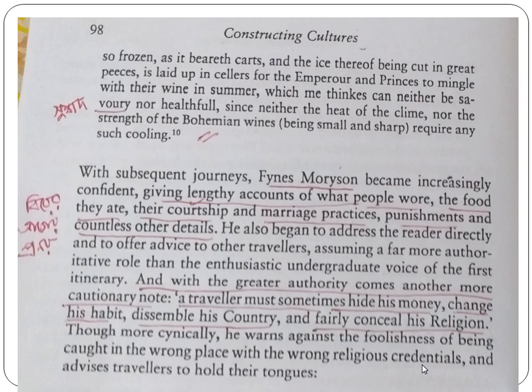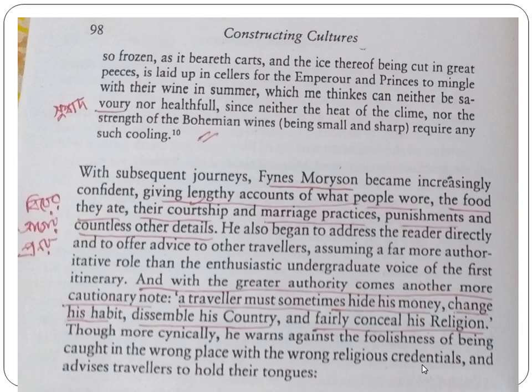And with the greater authority comes another more cautionary note, a traveler. এখান থেকে ফিরে এসে উনি ট্রাভেলারদের জন্য একটা নোট লিখলেন। কী? A traveler must sometime hide his money, change his habit, and dissemble his country, and fairly conceal his religion. কেন? আপনি যদি আপনার রিলিজিয়াস বিলিফ শো করেন, আপনি এমন জায়গায় গেলেন যেখানে তাদের রিলিজিয়াস বিলিফ ডিফারেন্ট, and for this reason you might have some problems.